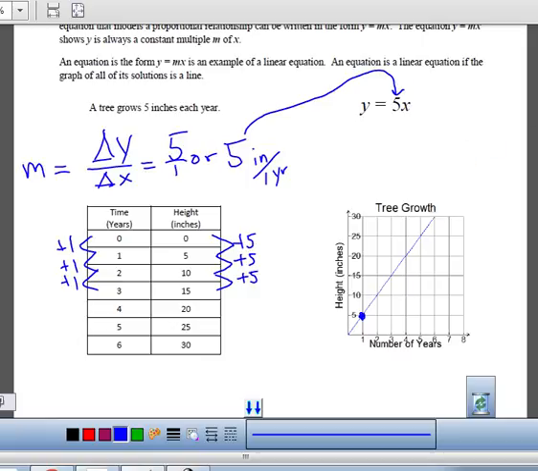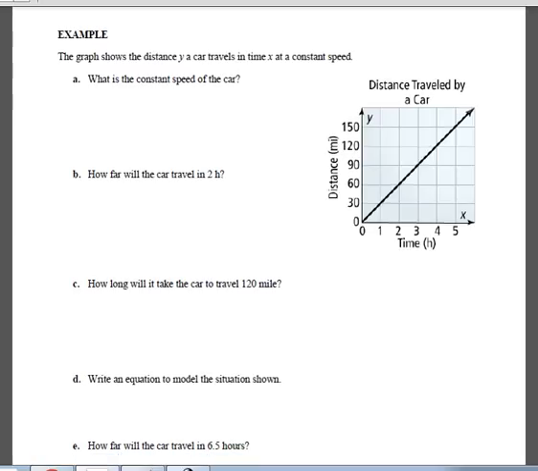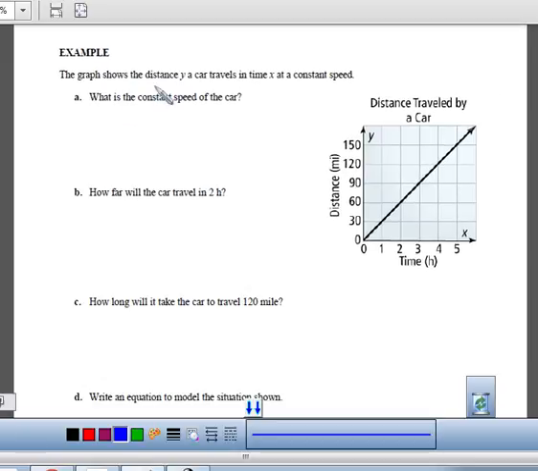Over on the next page, page 8, we're given a graph, and we're going to figure some stuff out. The graph shows the distance, y, a car travels, and time, x, at a constant speed. What is the constant speed of the car? So when I look at the graph, I'm looking right here. It's that unit rate, okay? The constant speed for the car is 30 miles per 1 hour.